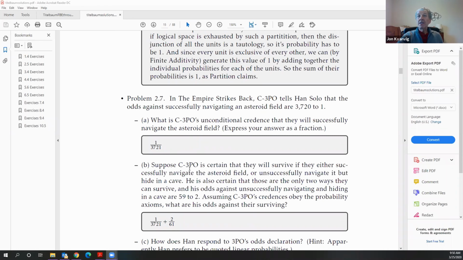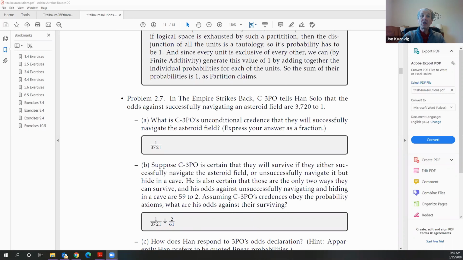Now, B says, suppose C3PO is certain that they will survive if they either successfully navigate the asteroid field or fail to navigate it, and hide in a cave. He's also certain that those are the only two ways they can survive, and his odds against unsuccessfully navigating and hiding in a cave are 59 to 2. Assuming his credences obey the probability axioms, what are his odds against their surviving?